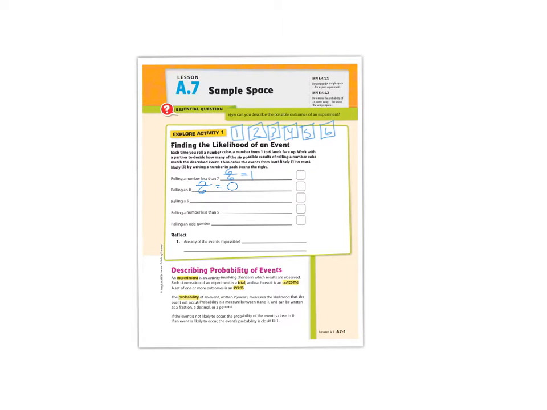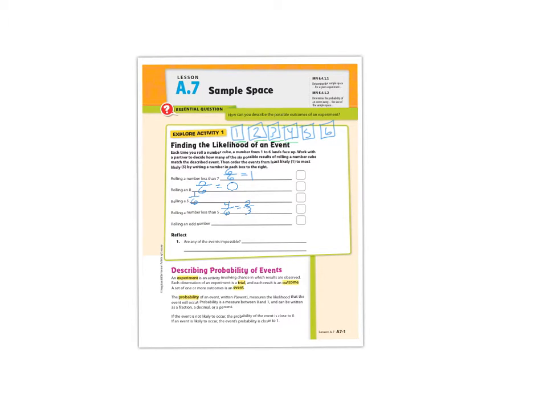So that event is impossible. Then we have rolling a 5. So there's 1 five out of 6. So that will happen 1 out of every 6 times you roll a die. So that's very unlikely. Then the next one is rolling a number less than 5. So we can see here we have 4, 3, 2, and 1. So that would be 4 out of 6 outcomes, or 2 out of 3.